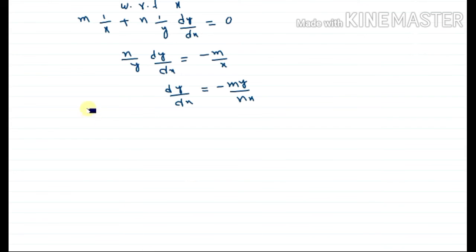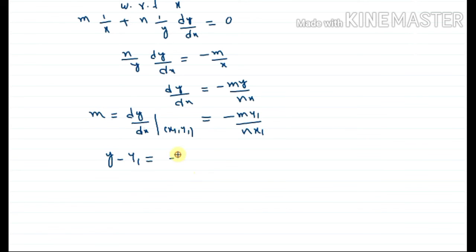Now find out the slope here. We know m is equal to the formula dy by dx at x1, y1. On substitution, you will get the slope as minus m y1 divided by n x1. Now find the equation of the tangent: y minus y1 is equal to minus m y1 divided by n x1, into x minus x1.